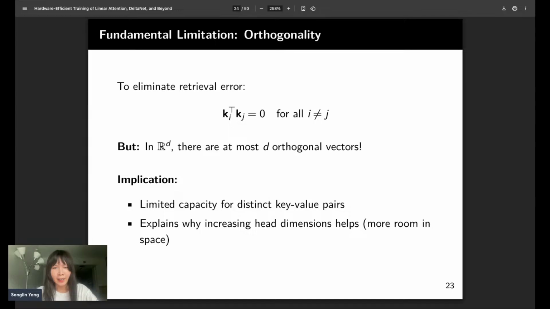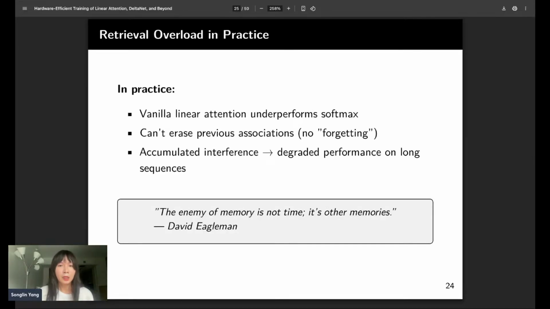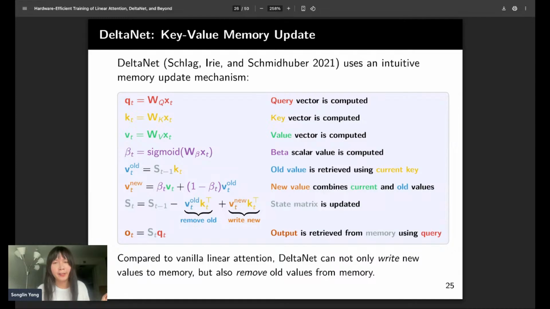And this is why increasing the hidden dimension is very useful, because if we increase the hidden dimension, there is more room to have more orthogonal key vectors in this vector space, and then we can have better retrieval performance. This is a fundamental limitation of linear attention, so we want to design some mechanism to alleviate this issue. And here we have DeltaNet.